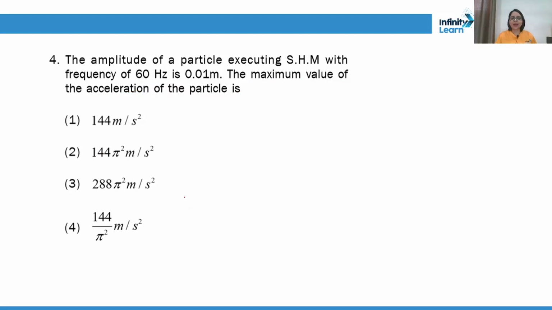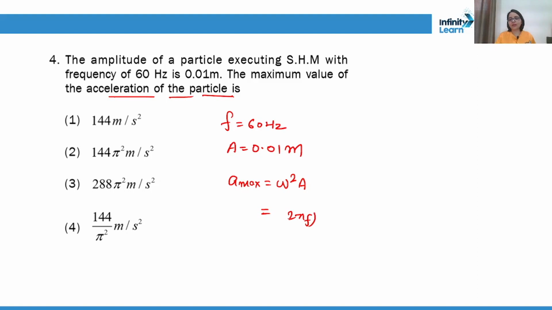Question number 4. The amplitude of the particle executing SHM with the frequency 60 Hertz is 0.01 meter. The maximum value of acceleration of the particle is, so a max is omega square A, right? Omega square is (2 pi f) whole square into A. So it will be (2 pi into 60) whole square into A, which is 0.01, and it will give you 144 pi square meter per second square, which is option number 2.